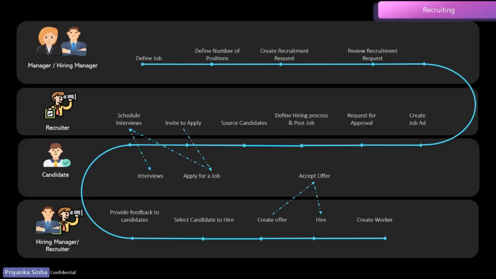And then once the candidate is hired or rejected, the feedback will be given to the candidate, and if hired, a job offer will be provided, and then that candidate will be hired as a worker. So this is the end-to-end recruitment flow. And once that candidate is hired, the candidate will be available as a worker in finance and operations.